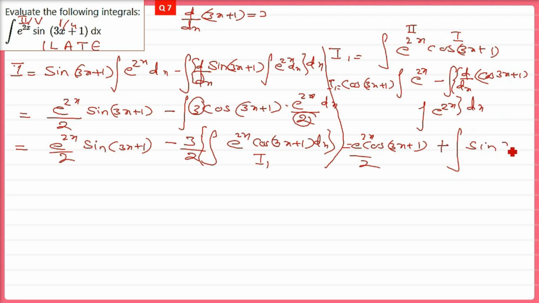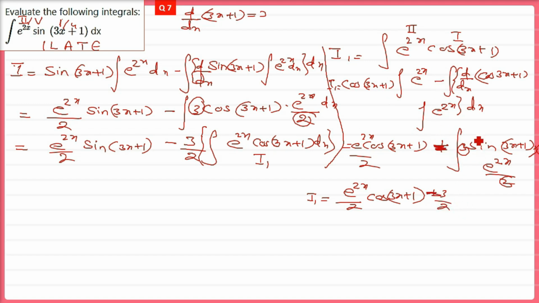So minus, I have made it positive now. Sin 3x plus 1, then differentiation of 3x plus 1 will give you 3. Now the integration of e raised to x will be simply e raised to x by 2. So this I1 has become something like this, e raised to x by 2 cos 3x plus 1. Now 3 and 2 we can again bring outside. 3 by 2 was already there in I. Now I1 has given us again 3 by 2.